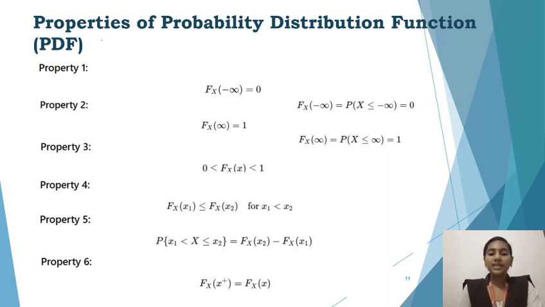Property 6. FX of x plus is equal to FX of x. The probability distribution function is right continuous. This means as we approach a point x from the right, the value of FX of x remains unchanged. So mathematically this can be written as the limit as epsilon tends to 0 plus of FX of x plus epsilon is equal to FX of x.